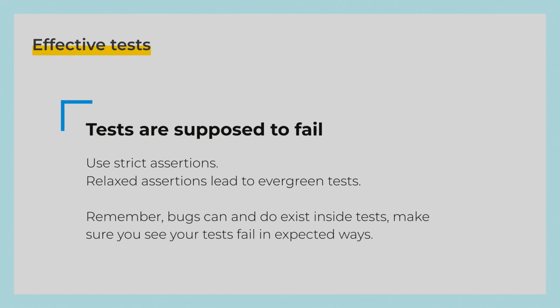So the next point is around tests that are supposed to fail. So we write tests for a reason. They are supposed to fail when the code doesn't behave the way that it should. So a recommendation here is to use strict assertions.